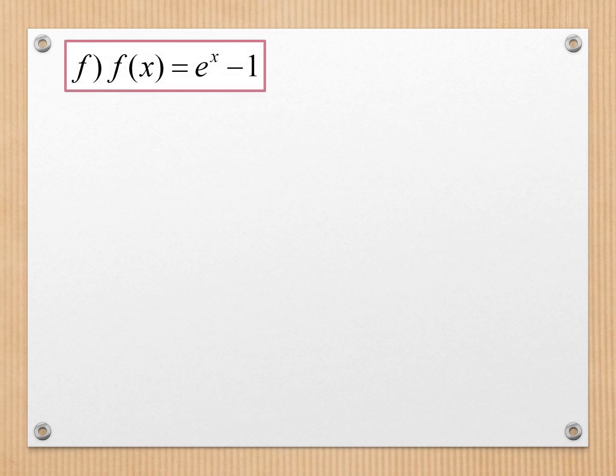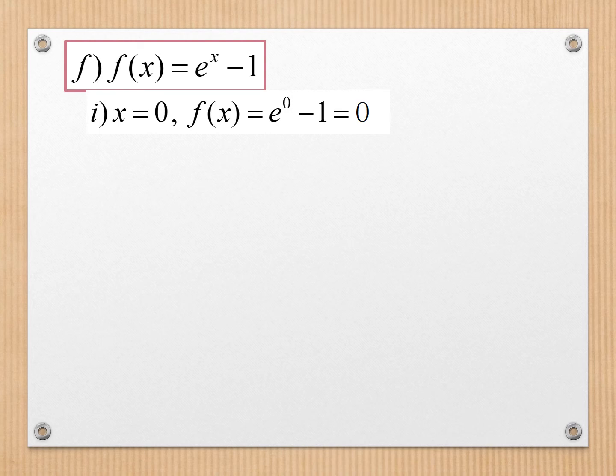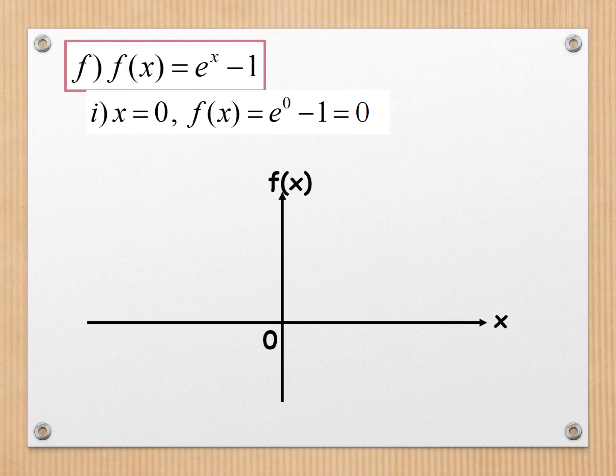Let's look at solution F. f(x) equals e to the power x minus 1. First, we find the y-intercept by substituting x equals 0. So f(x) equals e to the power 0 minus 1, which equals 0. So it has y-intercept y equals 0. Then we plot the y-intercept 0. Since it is e to the power x minus 1, the -1 here means a horizontal asymptote at y equals -1.